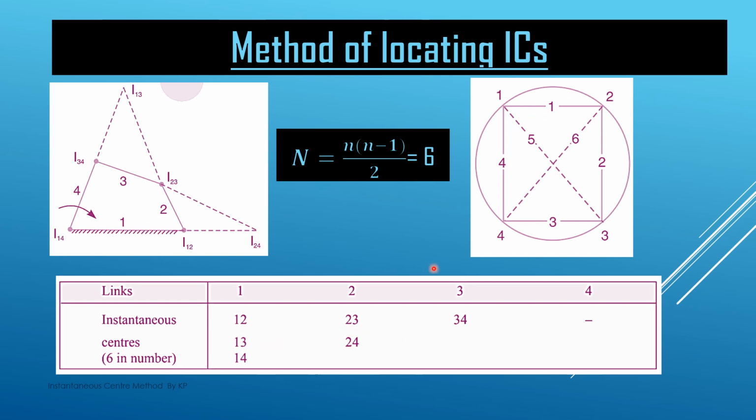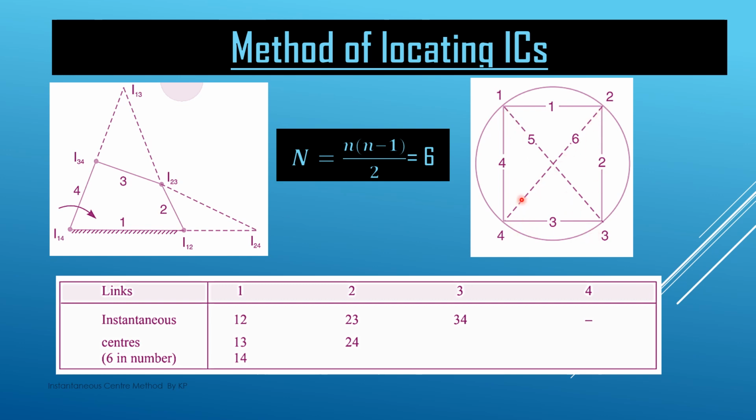So I13 means we join this point 1 with 3. So this is the IC I13. And I24, we join this 2 with 4 by a dotted line. So this represents I24. The ICs which we have already located easily in the mechanism, we represent by solid lines, and the ICs which we have to locate, we join with dotted lines. So I13 and I24 we are joining with dotted lines.